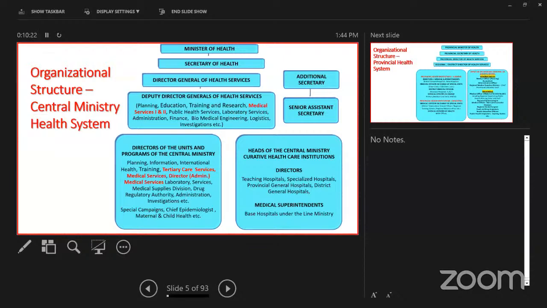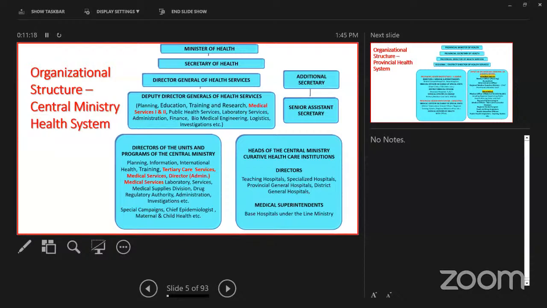Other than that, outside the Central Ministry, there are many curative healthcare institutions. Out of them, the teaching hospitals, specialized hospitals, provincial general hospitals, and district general hospitals are usually under the Central Ministry. Specialized hospitals are like Kapecha Hospital, National Hospital for Respiratory Diseases, Valisara. Then there are provincial general hospitals. The directors of those hospitals manage the curative healthcare services under the Central Ministry, and there are very, very few base hospitals under the line ministry. There are medical superintendents, and those are also under the Central Ministry Health System.